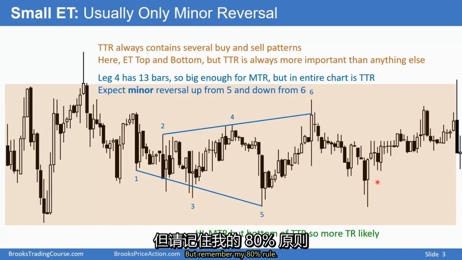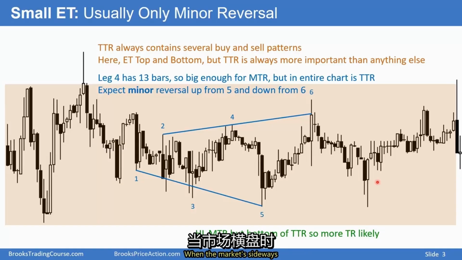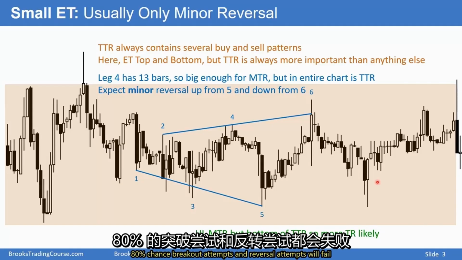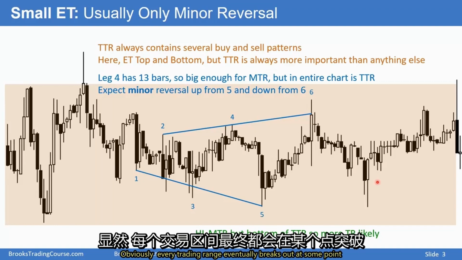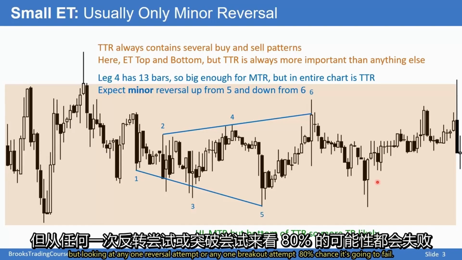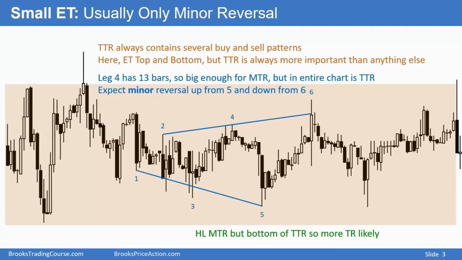But remember my 80% rule. When the market's sideways, 80% chance breakout attempts and reversal attempts will fail, and the market will continue sideways. Obviously, every trading range eventually breaks out at some point, but looking at any one reversal attempt or any one breakout attempt, 80% chance it's going to fail.